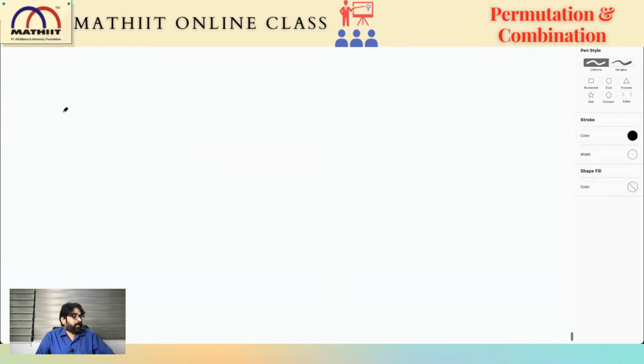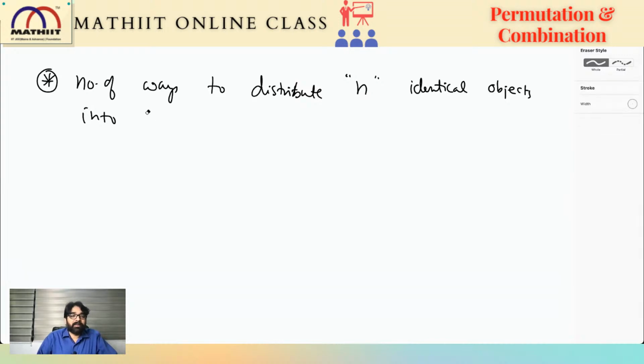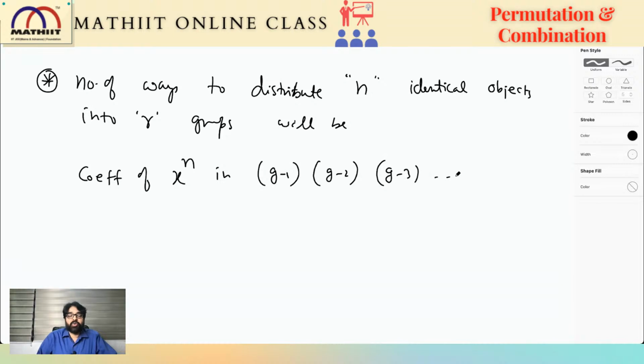So in the case when you have to distribute, the number of ways to distribute n identical objects into R groups will be the coefficient of x^n in the bracket of group 1 into the bracket of group 2 into the bracket of group 3, and so on, up to the bracket of group R.